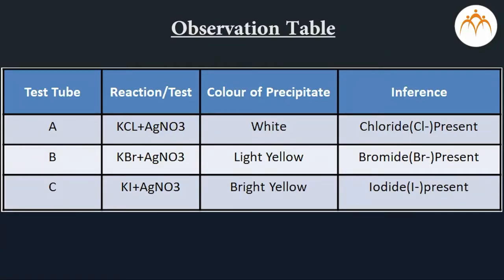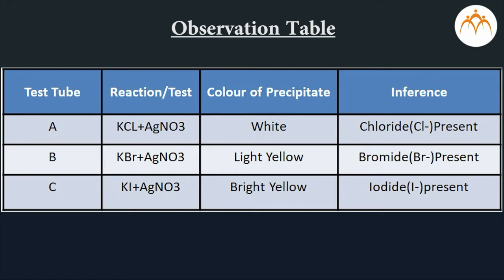We conclude the following. We have identified that all 3 solutions contain halides, or compounds formed by halogens, which are of the 17th group. There is precipitation. Precipitates are of different colors. Colors give us information whether it is chloride, bromide or iodide. This process is a preliminary example of qualitative analysis. If we want to confirm further whether it is really chloride, bromide or iodide, some more tests have to be carried out. They are known as confirmatory tests.